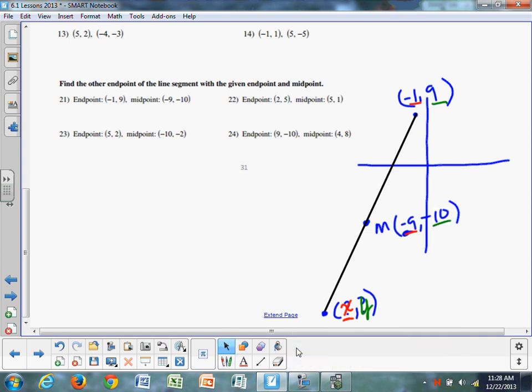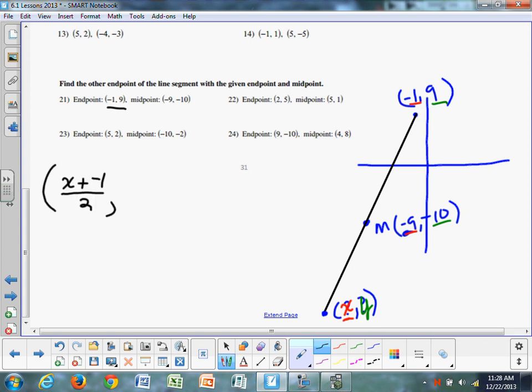So let's solve it that way using the formula. We know that if one point is -1, if I add my missing coordinate, we'll call that x, plus -1 and divide that by 2, that'll give me my midpoint. And for my missing y coordinate, let's call that y, if I add 9, and I'm getting that from this endpoint, and divide that by 2, I'll get the y coordinate of the midpoint, and we are given those coordinates as -9, -10.